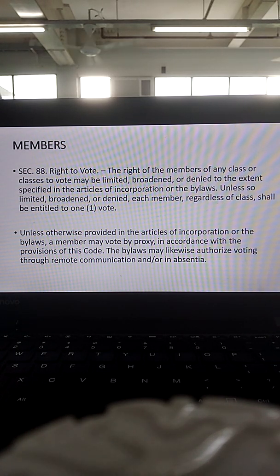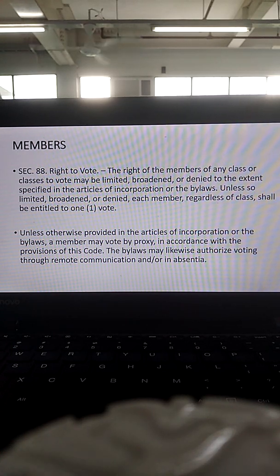Unless so limited, broadened, or denied, each member, regardless of class, shall be entitled to one vote. Okay? So please take note of that one vote. Now, in addition, unless otherwise provided in the Articles of Incorporation or the bylaws, members may vote by proxy. So allowed po yung proxy in accordance with the provisions of this code.